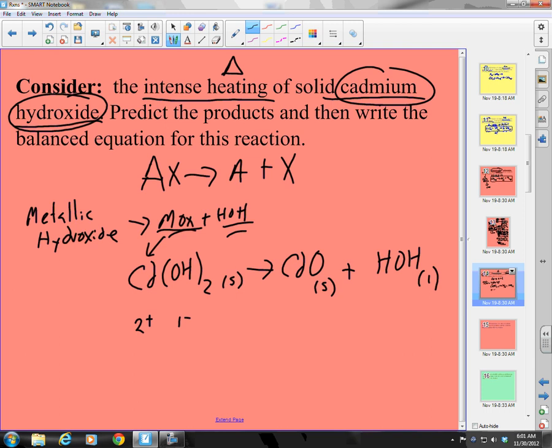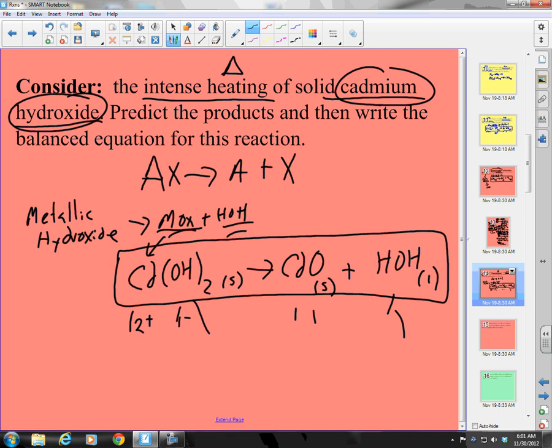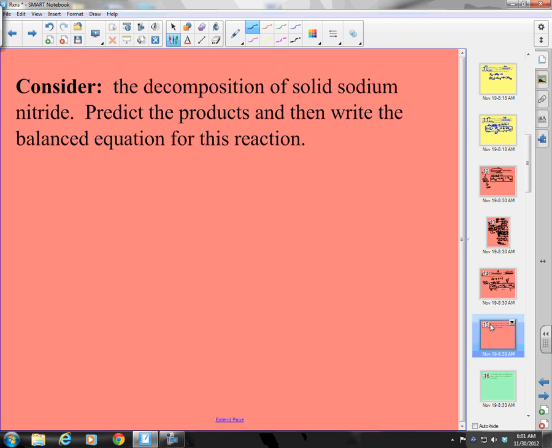HOH. Liquid. Check to make sure everything's right. 2 hydrogens here, 2 hydrogens there. 2 oxygens, 2 oxygens, 1 cadmium, 1 cadmium. Yeehaw! We are right. Good. Next. You all try this one.